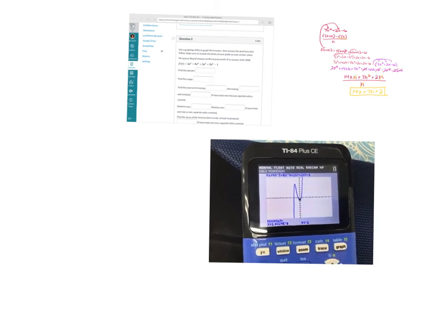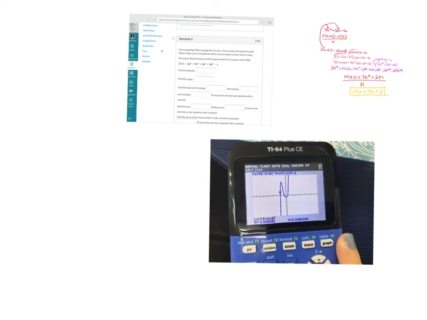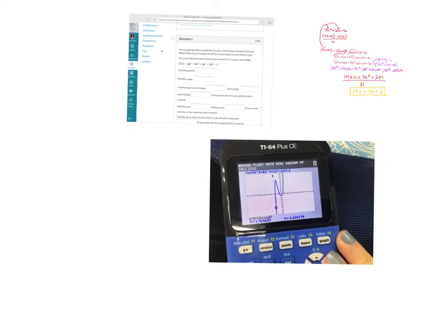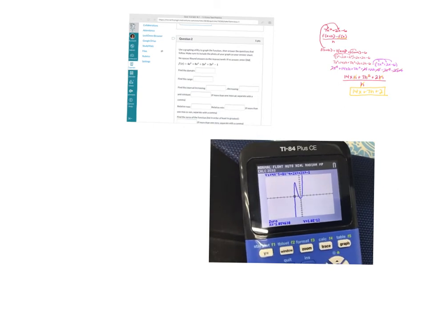The other thing I need my calculator to find for me is my intercepts. My x-intercepts are my zeros. So I'm going to do second, trace. I'm going to go down to 0. I go to the first one. There's 3 places that this crosses the x-axis. Go left of the first, right of the first, and that's negative 1.9. I only need the x value on that.